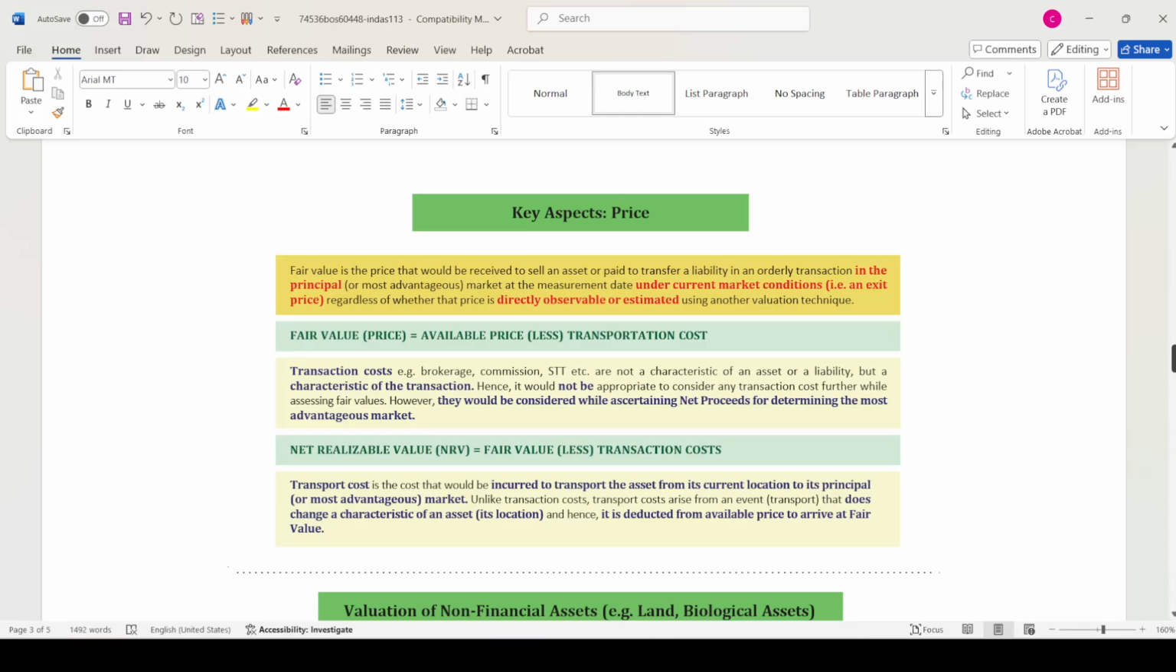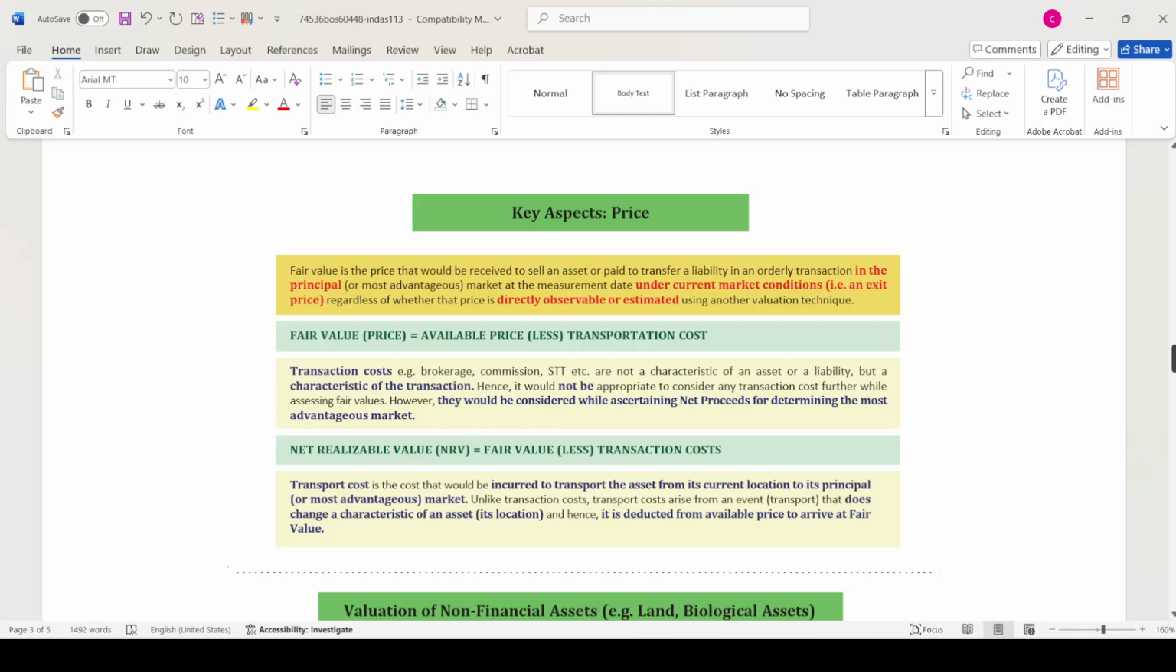However, in order to determine the most advantageous market, suppose the asset can be sold in market A and market B. We have to calculate where we can receive higher net proceeds. In order to determine the net proceeds, we should consider all the costs, and we will calculate the net proceeds. For determining the most advantageous market, we should take transportation cost and transaction cost. However, when we determine the fair value, we don't take transaction cost. I think you are clear.